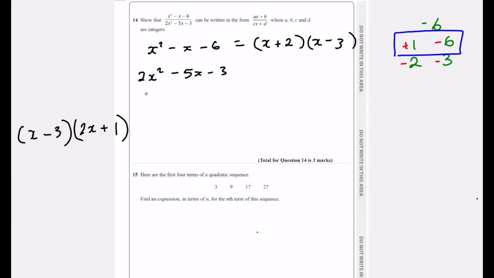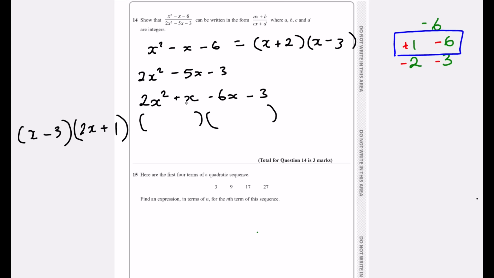So I'm going to rewrite this as 2x squared plus 1x minus 6x minus 3. Now I know at this stage this seems quite complicated when I've already got the answer here. Now I'm going to put it into brackets.